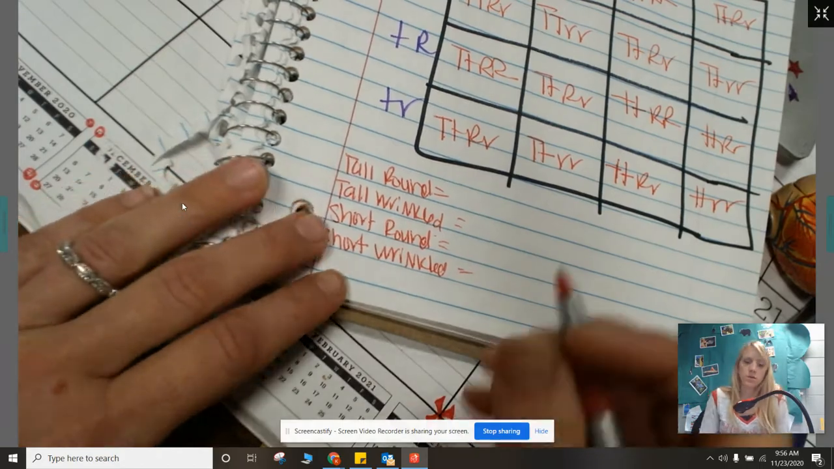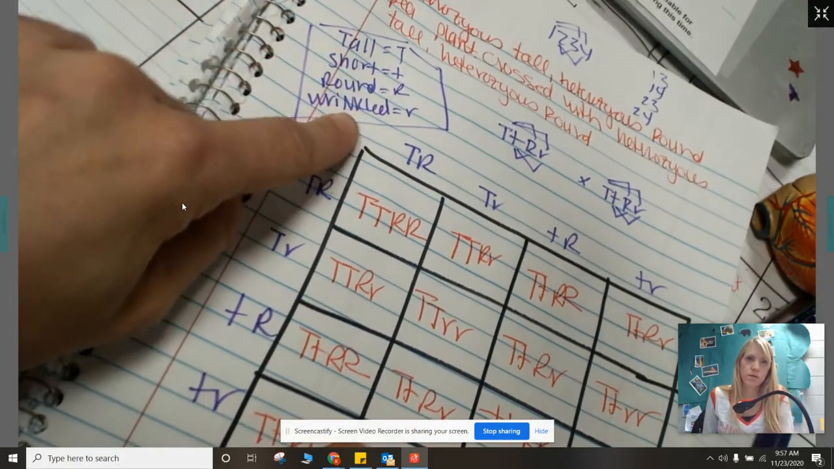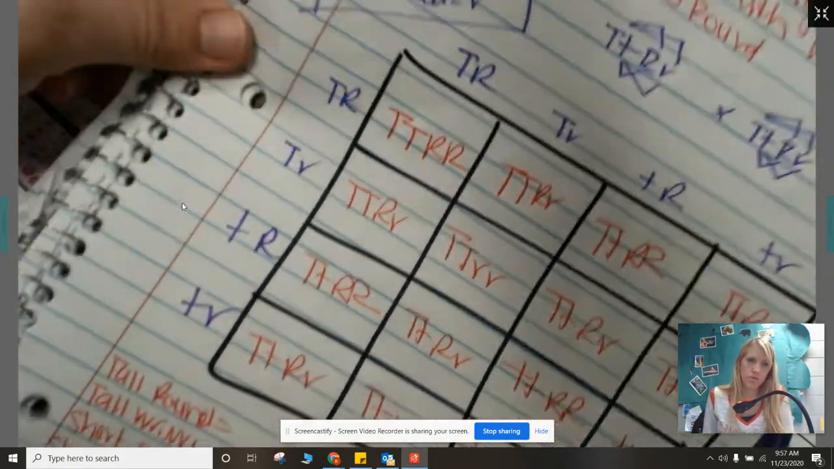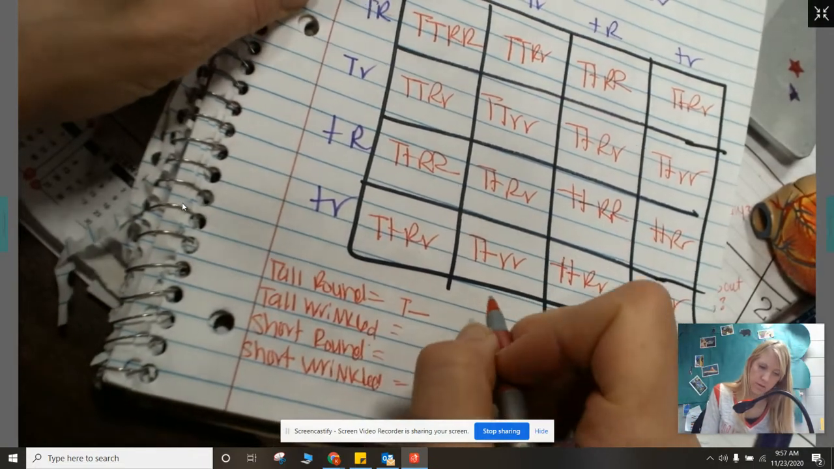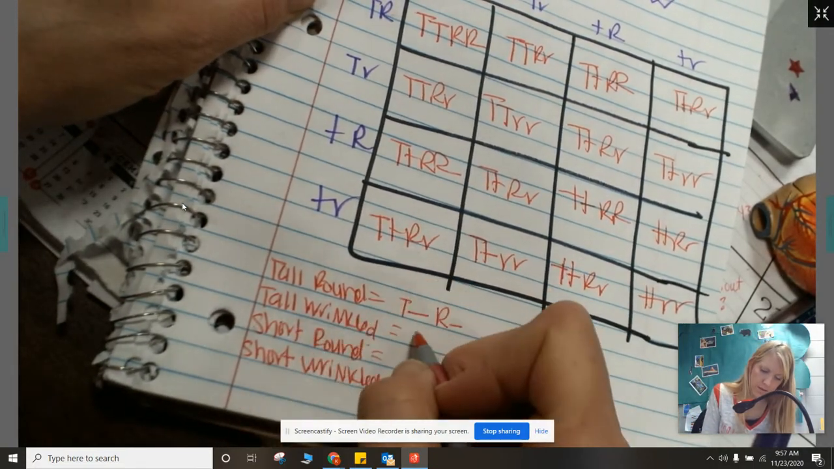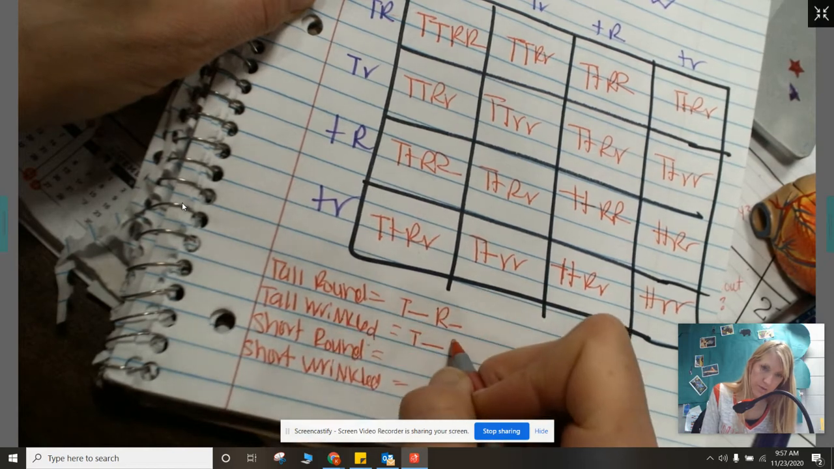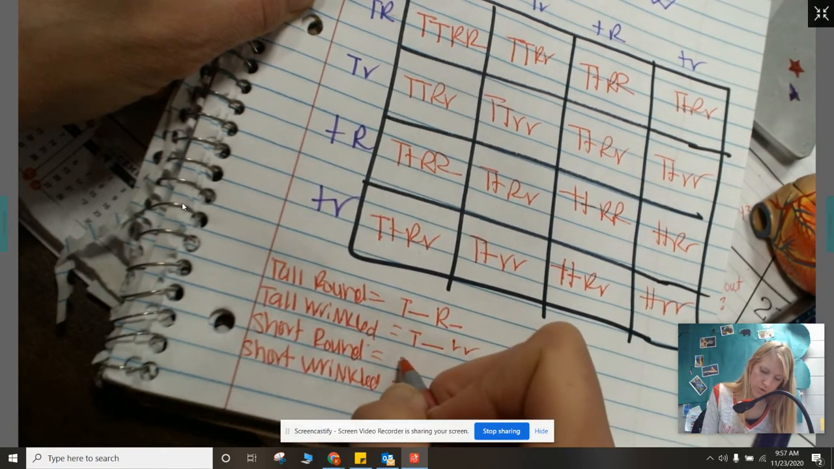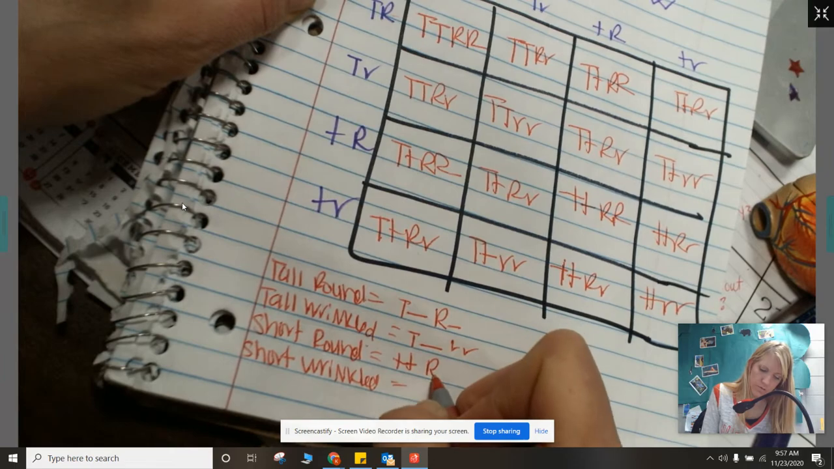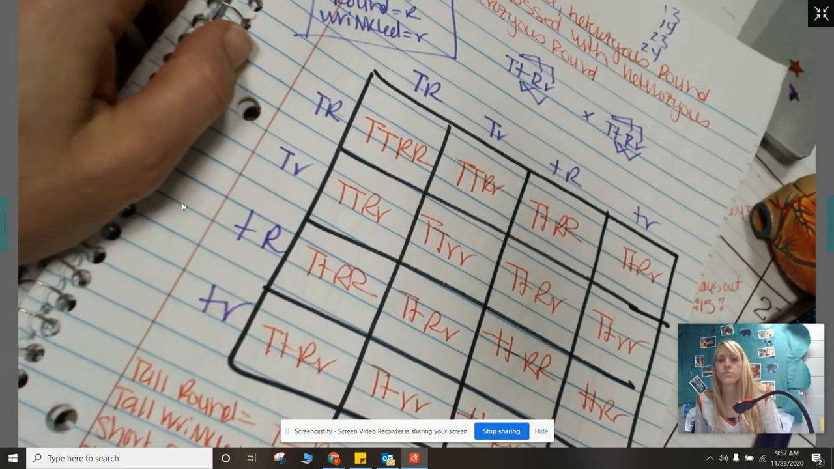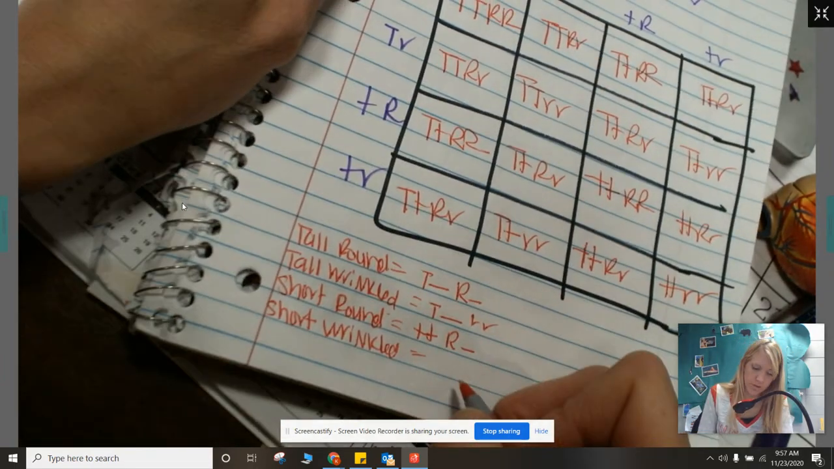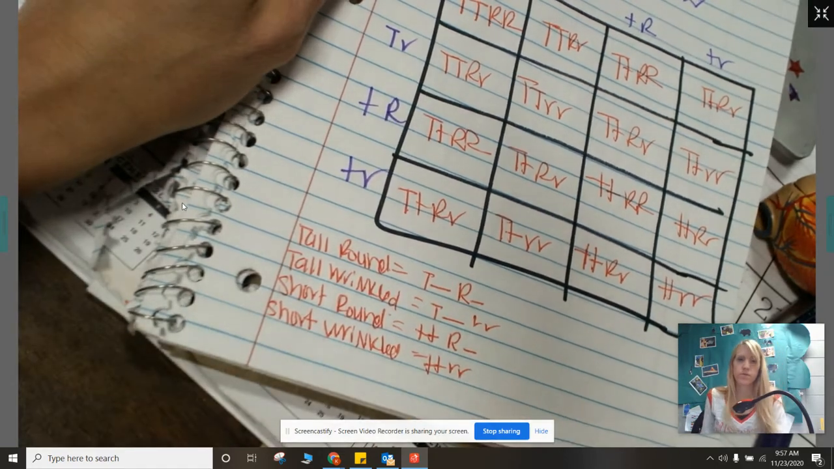How do we get such things? How do we get tall round? Tall, big T, and round, big R, blank. How do we get tall wrinkled? Big T blank, and wrinkled, little r, little r. Short, little t, round, big R blank. Am I going too fast? Sorry. Short wrinkled, recessive, recessive, recessive, recessive.